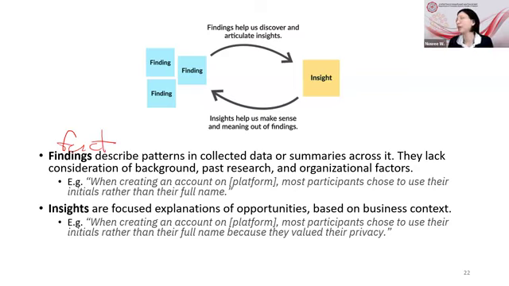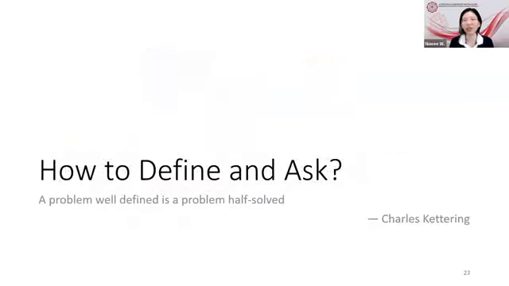Okay, let's look at the first step in the data analytics process, which is how to define and ask. Charles Kettering says that a problem well defined is a problem half solved. The best problem is one that is already half solved, which shows that defining the problem is very important.